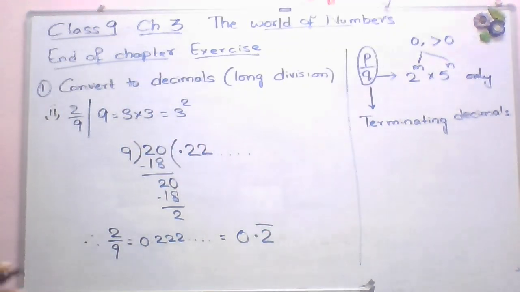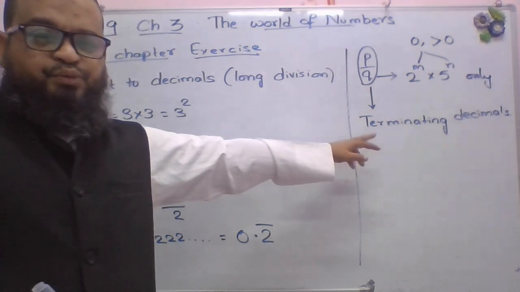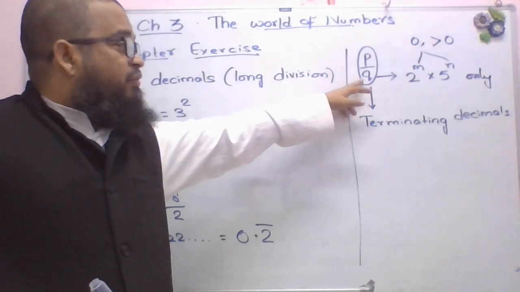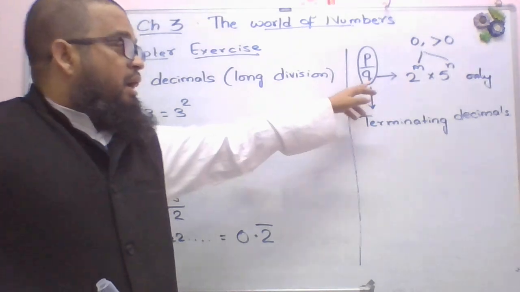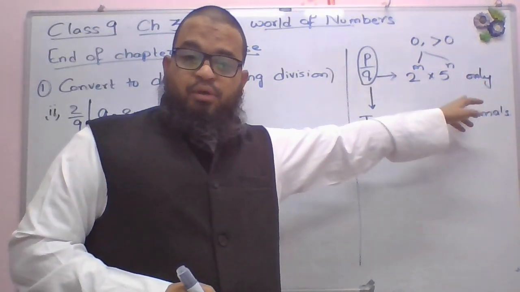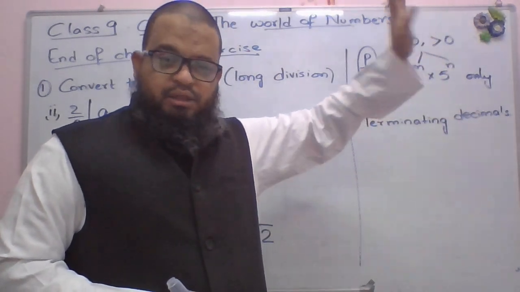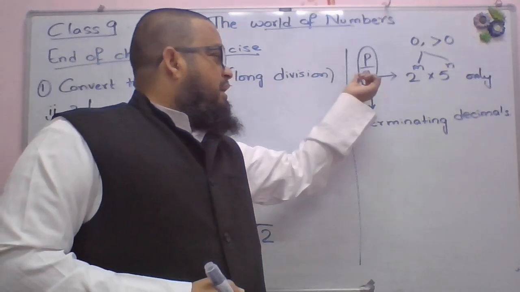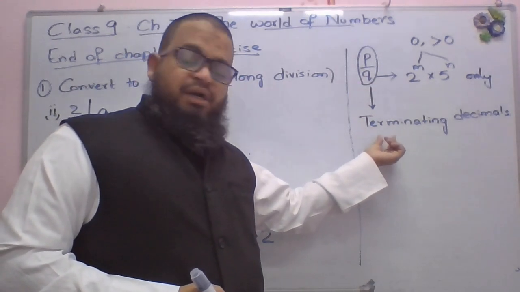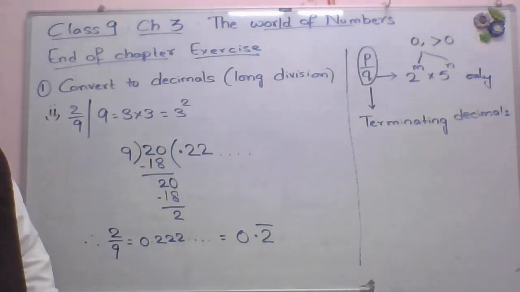Understood, my dear students? So please remember the concept of terminating decimals. What is the concept of terminating decimals? Whenever you prime factorize the denominator, it should be in the form of 2 to the power of m and 5 to the power of n only, where m and n can be 0 or greater than 0. Then whenever you convert these, they can be converted into terminating decimals. Otherwise, they cannot. I hope you understand it. Okay.